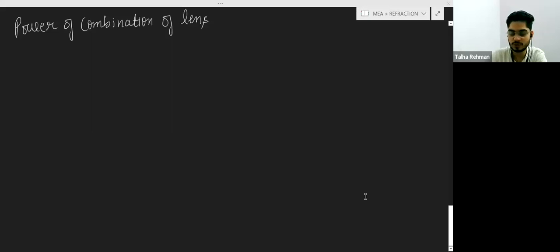Suppose I have placed these two lenses very close to each other. So there will be a power of the combination of these two lenses. When you combine the lenses, finally you will get some power. That power is the power of the combination of two lenses.